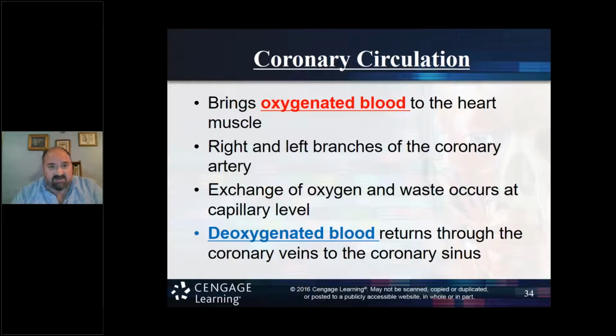And just like I mentioned there, as far as the coronary circulation, it's bringing this oxygenated blood to the heart muscle itself, the right and left branch of the coronary artery. Exchange of oxygen and waste occurs at the capillary level, right? And know that those capillaries are the very tiny vessels that are thin-walled and allow for movement of oxygen, movement of the gases such as CO2, movement of nutrients, and also movement of waste entering into the blood.